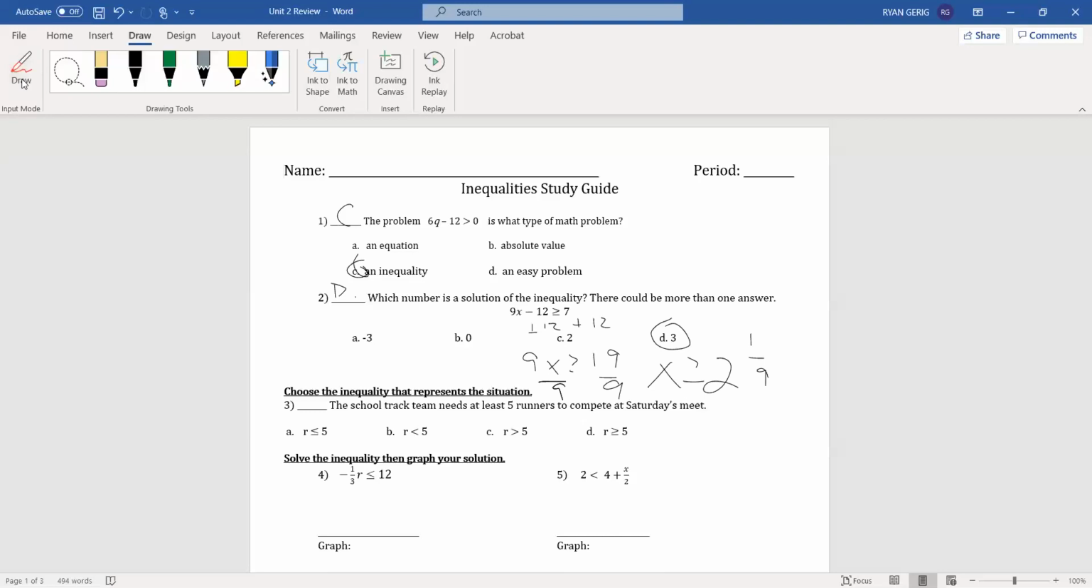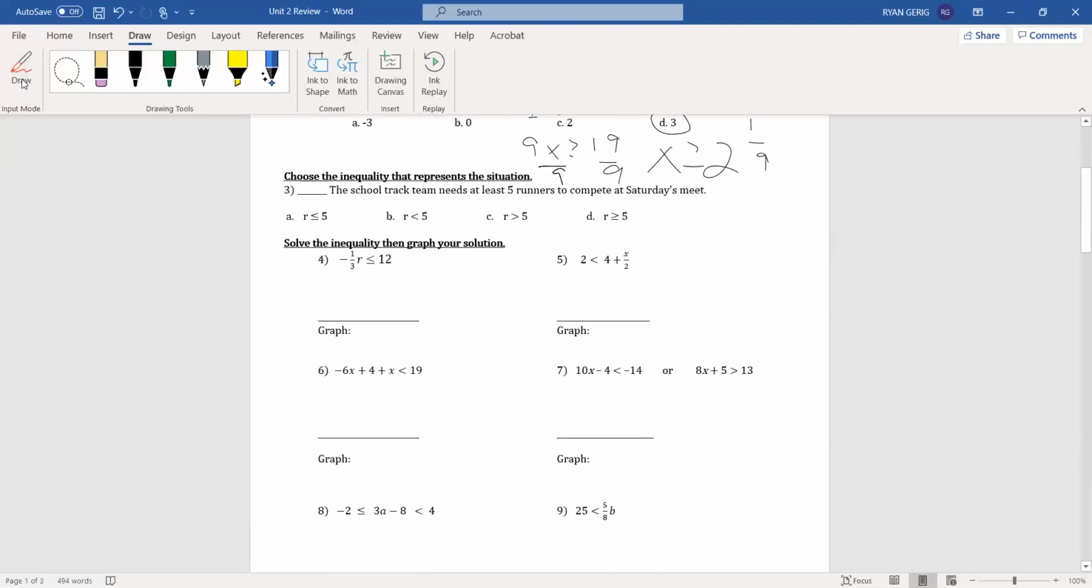Okay. Number three, multiple choice. The school track team needs at least 5 runners to compete at Saturday's meet. So R is the number of runners they actually have. 5 is the goal. They need at least 5. So they need more than or equal to 5. So that would be D.